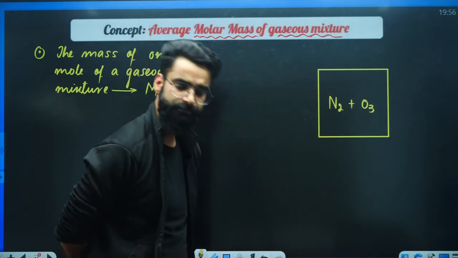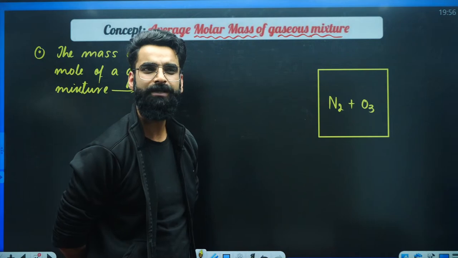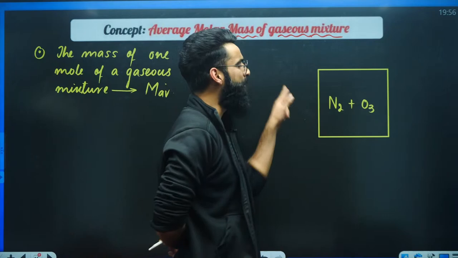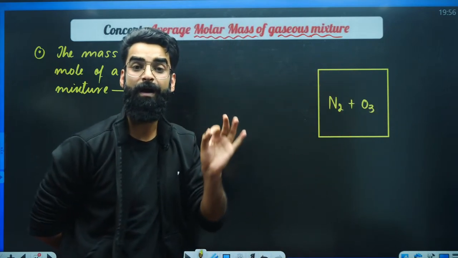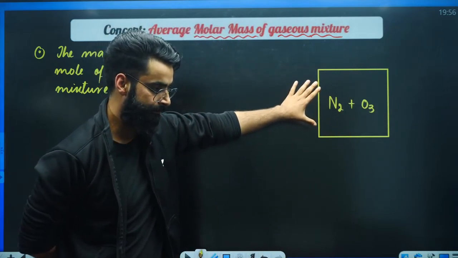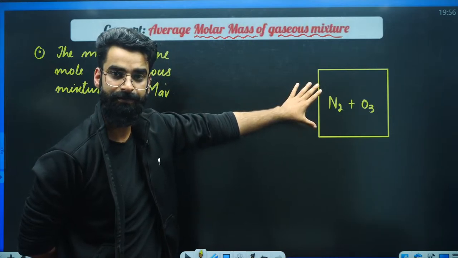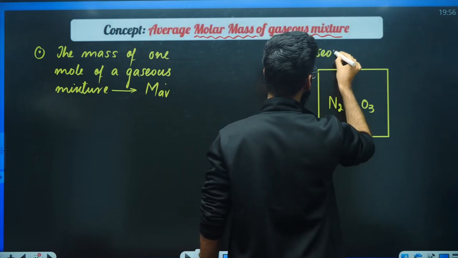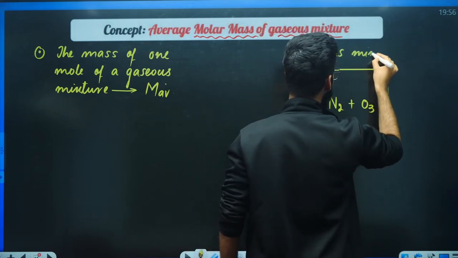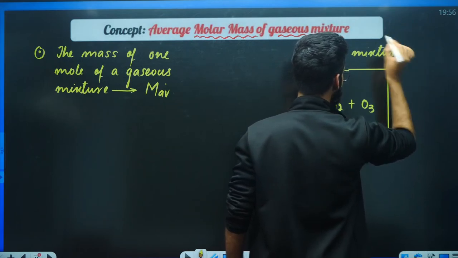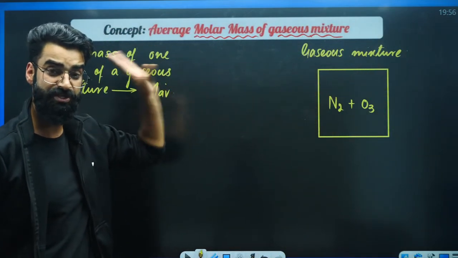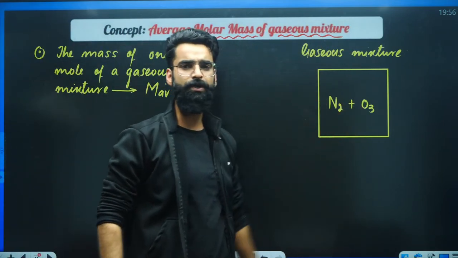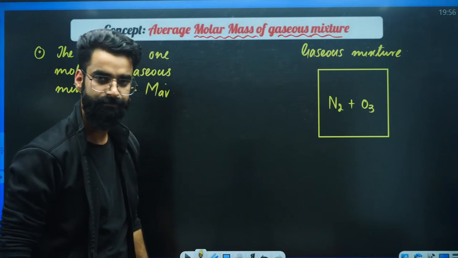Now, if I ask you whether I have got one particular gas in the container, or I have got a mixture of gases in this container. I have got a mixture of gases in this container, right? So I can categorically say we have got a gaseous mixture present in the container. And this gaseous mixture contains N2, and with N2, it contains O3 as well.